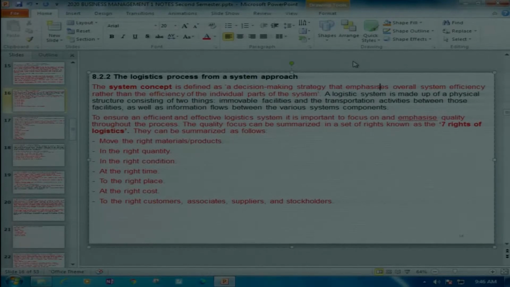A logistics system is made up of a physical structure consisting of 2 things: immovable facilities and the transportation activities between those facilities, as well as information flows between the various system components. To ensure an efficient and effective logistics system, it is important to focus and emphasize quality throughout the process.